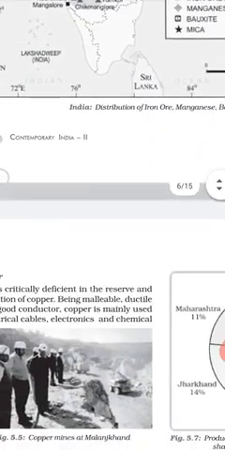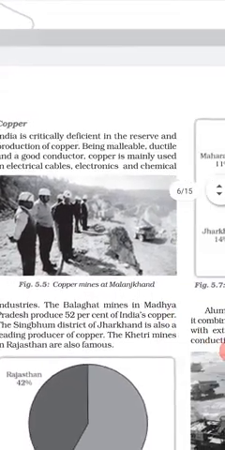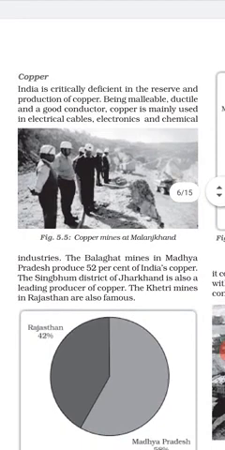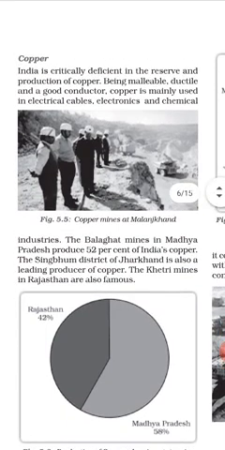Okay, now let us start with copper. Copper, you know that India is deficient, I mean not sufficient, in the reserve and production of copper. You know it is malleable, ductile, and a good conductor. So copper is mainly used in electrical cables, means wires, electronics, means electronic appliances, and chemical industries.